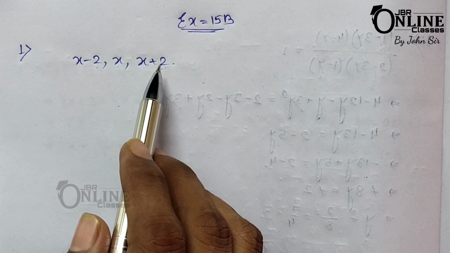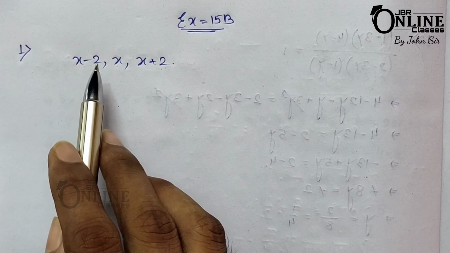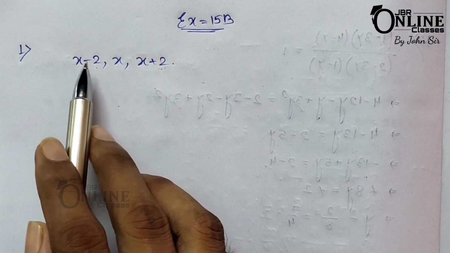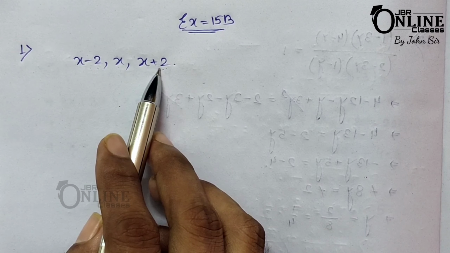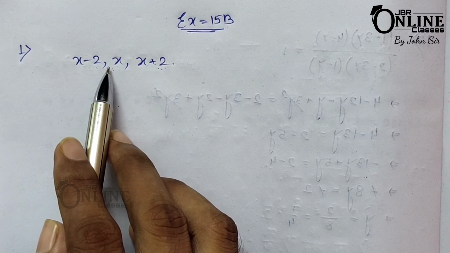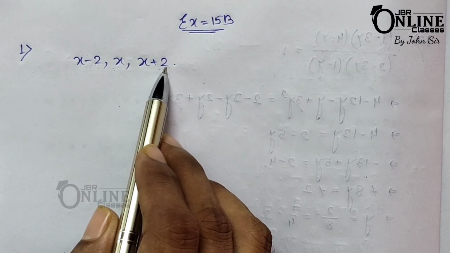Here I add or subtract 2 because the difference between 2 odd numbers is always 2. Suppose 3 is an odd number, then the next one will be 5 and the previous one will be 1. If 7 is the odd number, then the previous one will be 7 minus 2, that becomes 5, and 7 plus 2 equals 9. So the difference between any 2 odd numbers is always 2, and that's why I take x minus 2 and x plus 2.